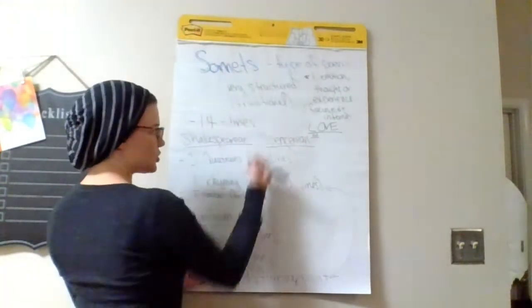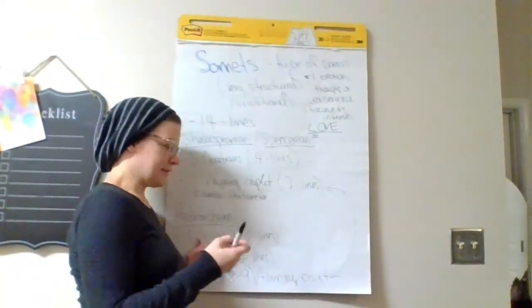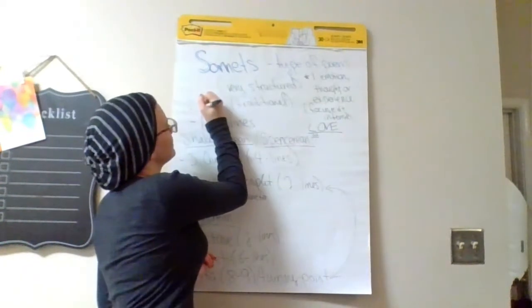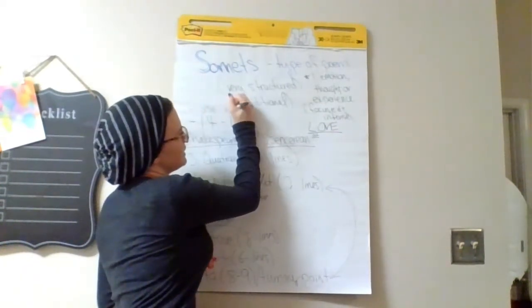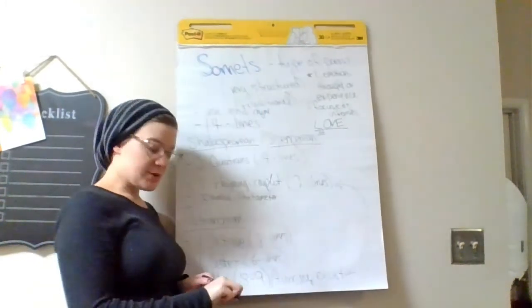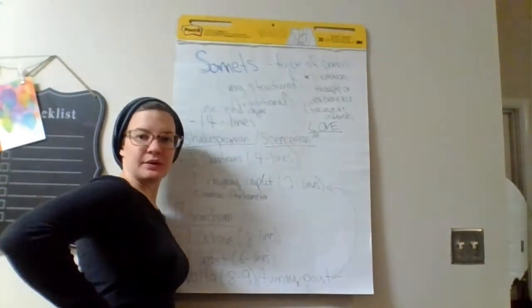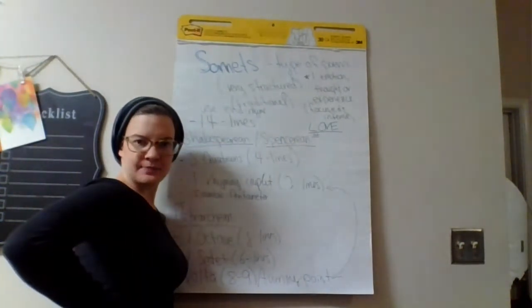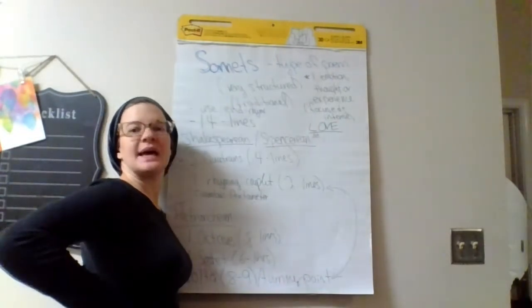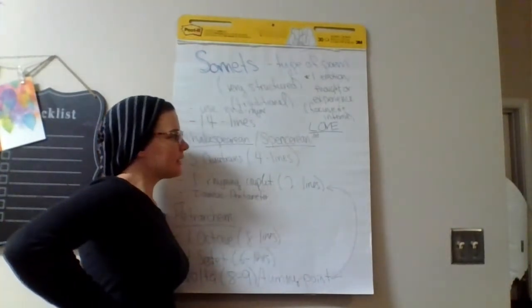So Shakespearean and Spenserian and Petrarchan are all going to have end rhymes. So let me put that up here. Use end rhyme. End rhyme is when the last word of a line rhymes with the last word of another line. End rhyme. It rhymes at the end. If that's easier for you to remember.